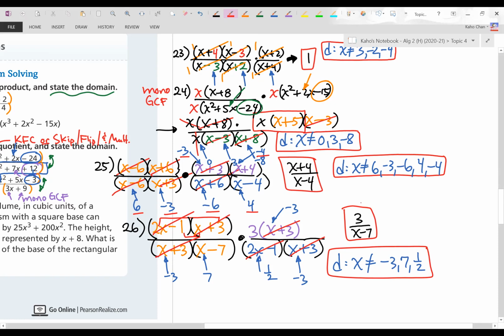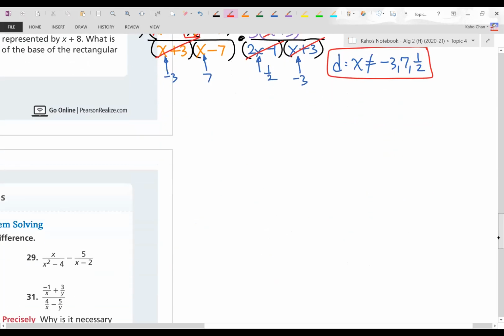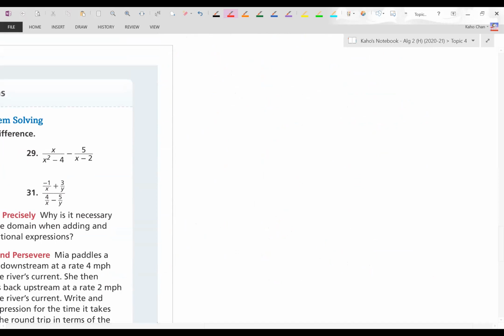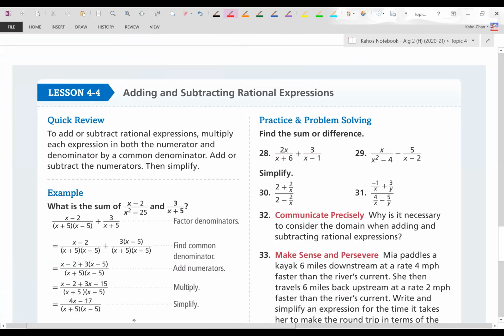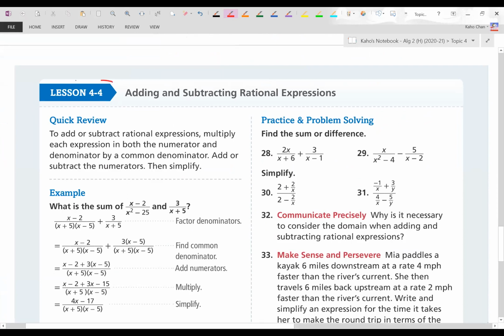They are tricky because you need a common denominator. This might be a great time to go take a break or something like that. I'm going to keep trudging on. Might as well keep going. I've gone this far. 4-4. Adding and subtracting is next. We just did multiplication and division. We're adding, subtracting rational expressions.